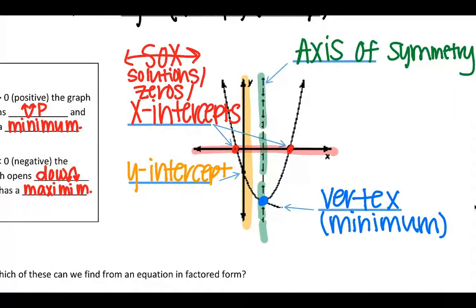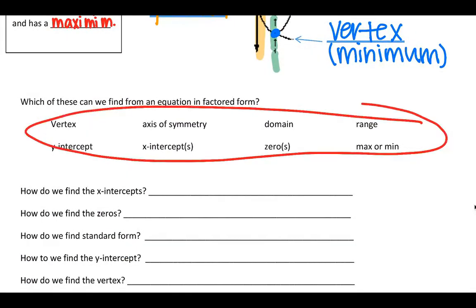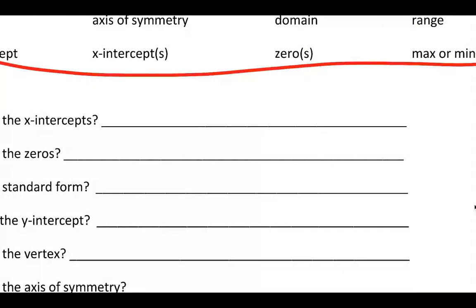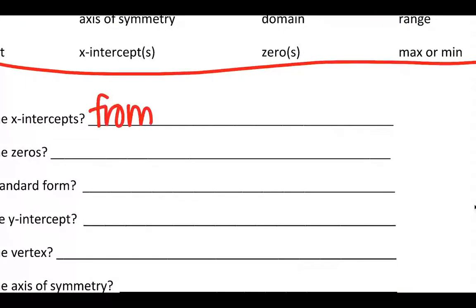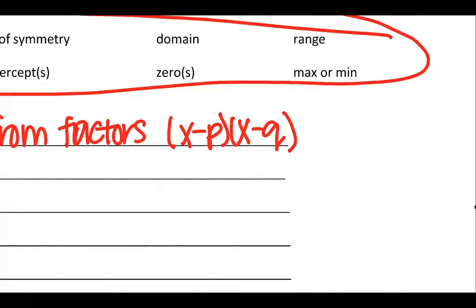So there's our graph. This time, in factored form, guess what? We can find all of it. We can find every single thing, which is pretty cool. So how do we find the x-intercept? That's a little bit different than what we've been doing. These are from your factors. So remember, it was in that x minus p times x minus q. Well, your x-intercept equals your p and your q.